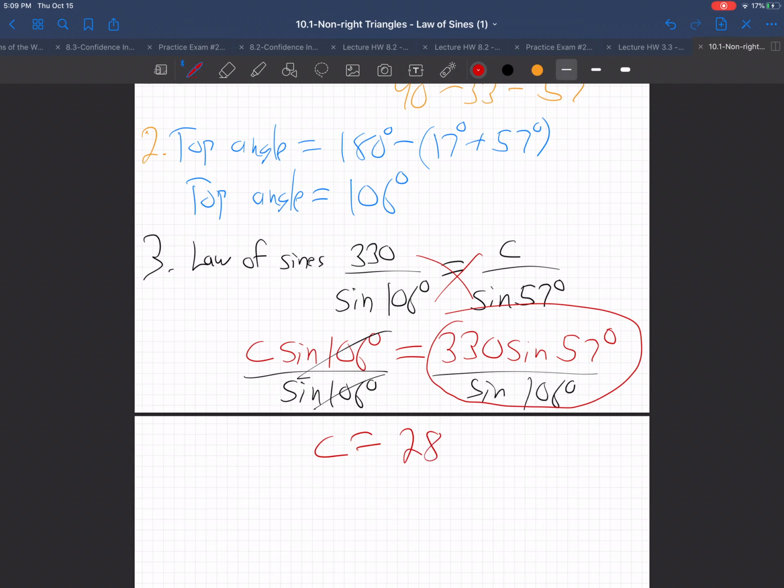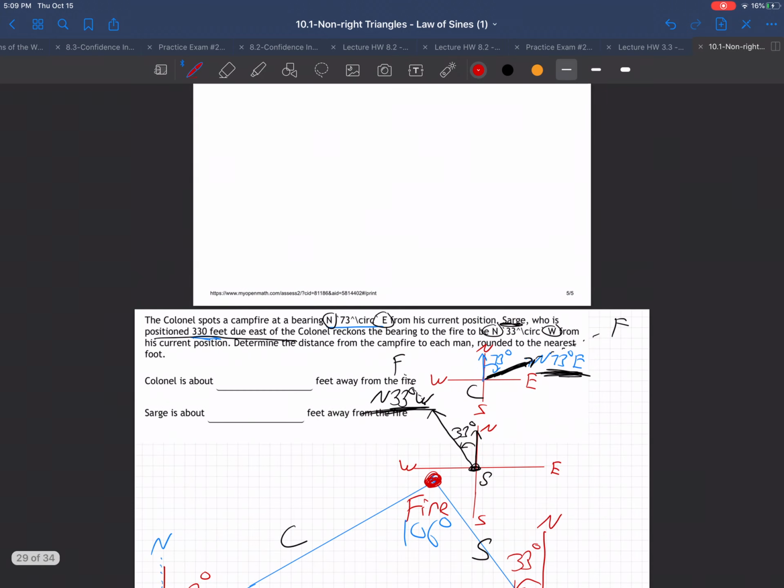I'm getting 287.91. It says round to the nearest foot, so we'll just say 288 feet. So the Colonel's 288 feet from the fire, rounded to the nearest foot.